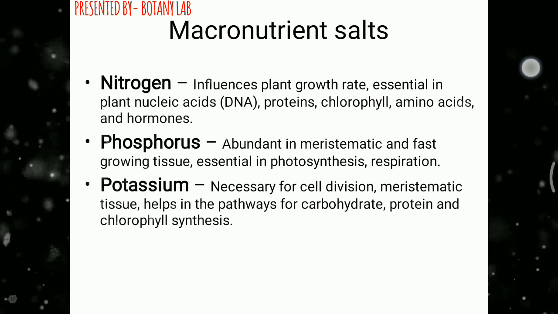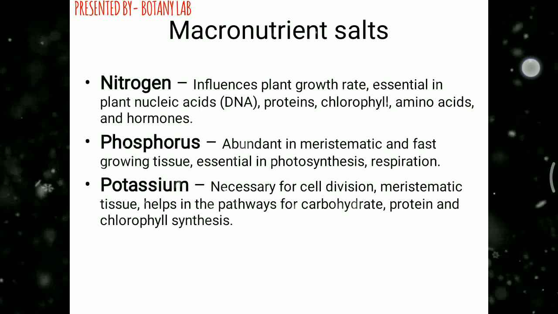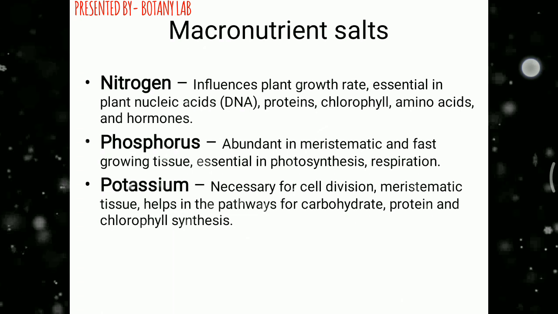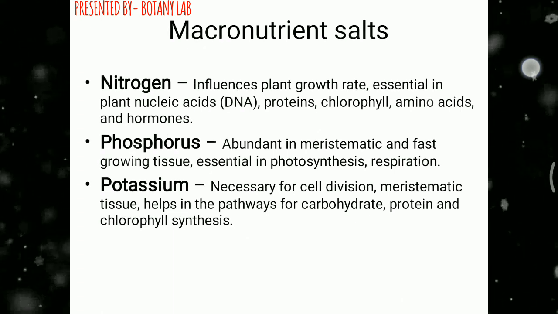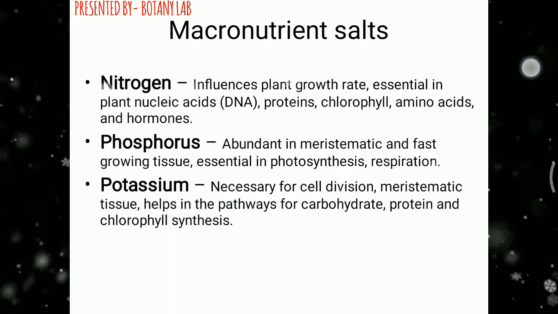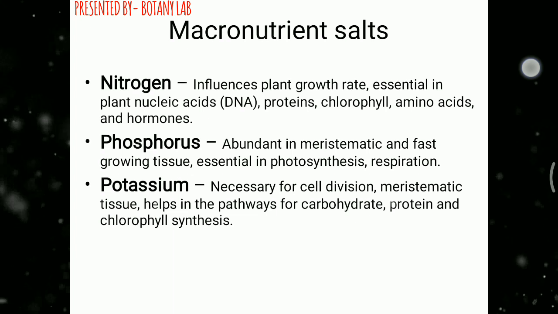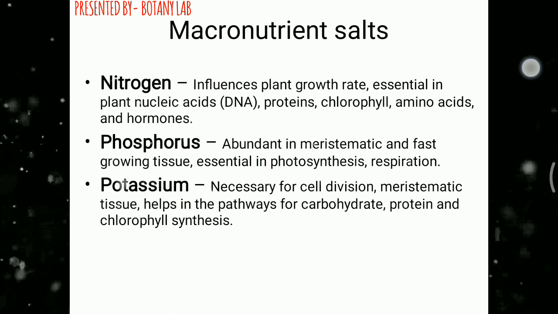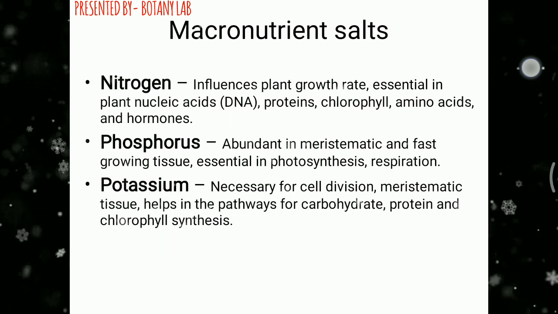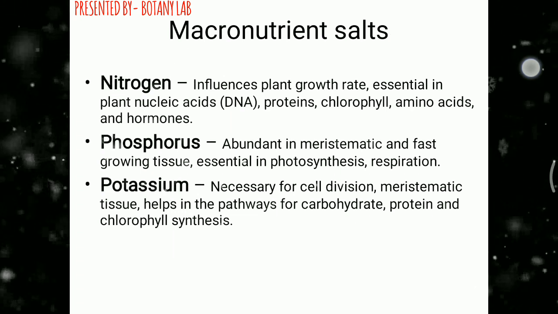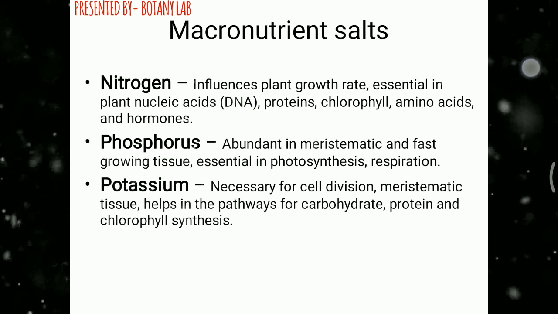Nitrogen influences the plant growth rate and is essential in plant nucleic acid, DNA, protein, chlorophyll, amino acids, and hormones. Phosphorus is abundant in meristematic, fast growing tissue, essential in photosynthesis and respiration. And then potassium is necessary for cell division in meristematic tissue and helps in the pathway for carbohydrate, protein, and chlorophyll synthesis.